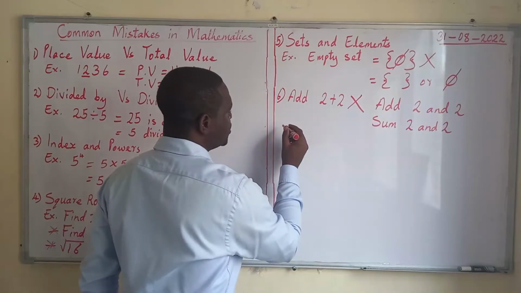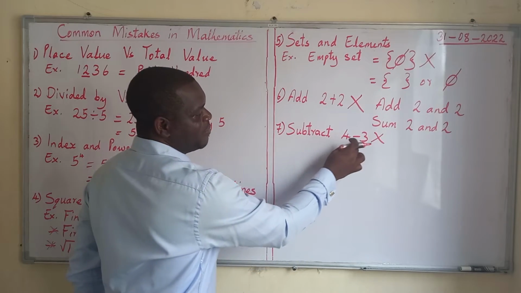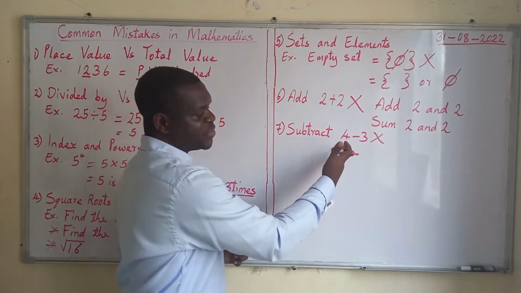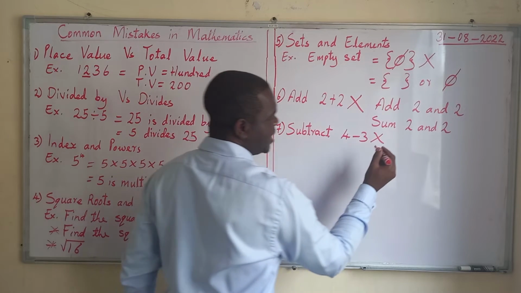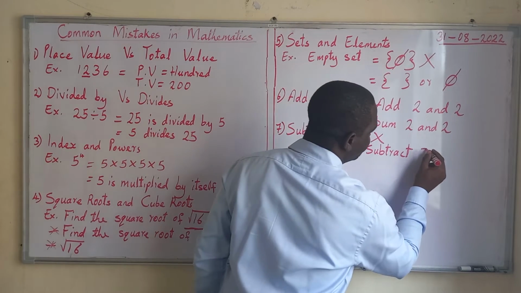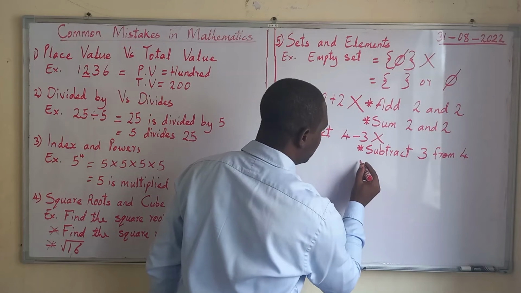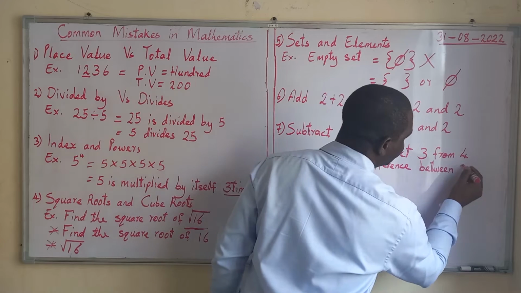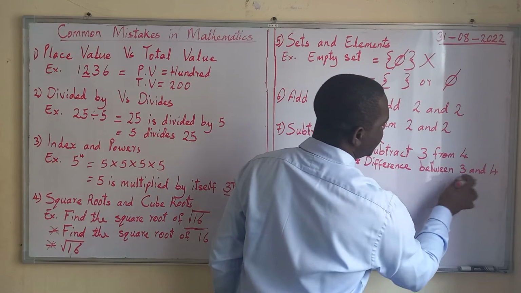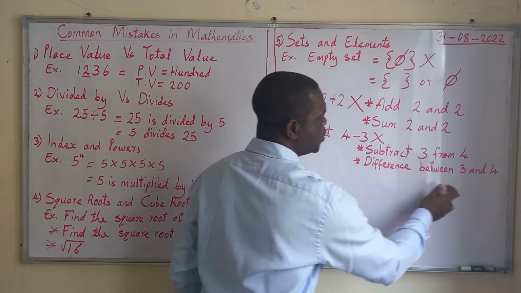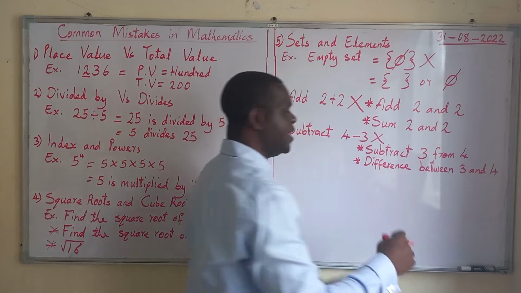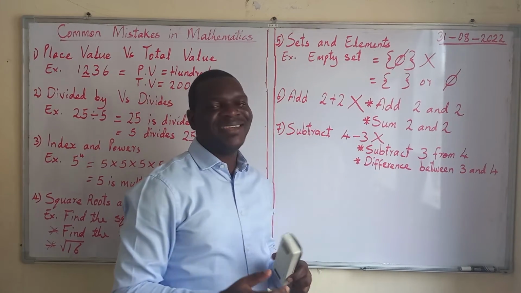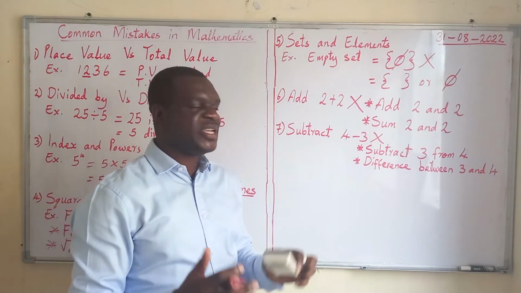The same goes for subtraction. Subtract 4 minus 3 is not the best way of writing out this question. So it is better you can say subtract 3 from 4, or you can write difference between 3 and 4. Here it can come in any order. Difference between 4 and 3 or 3 and 4, it's all the same. But to say subtract 4 minus 3, it's a little bit unnecessary repetition.